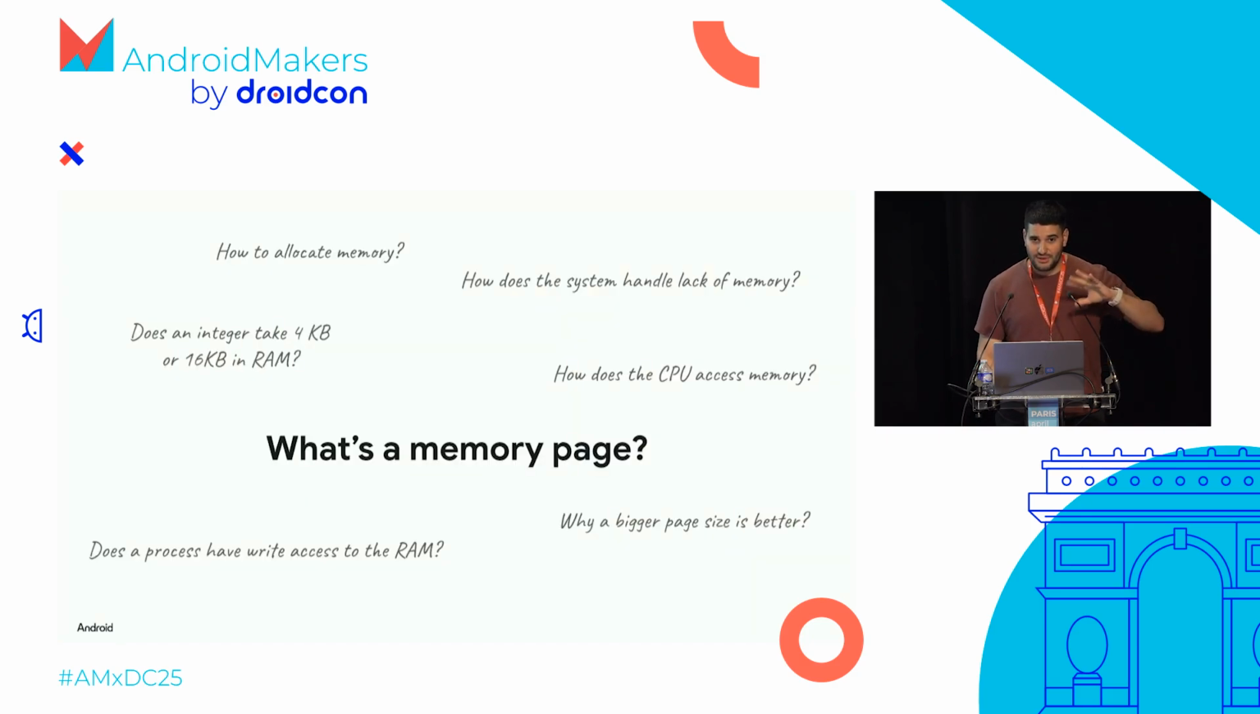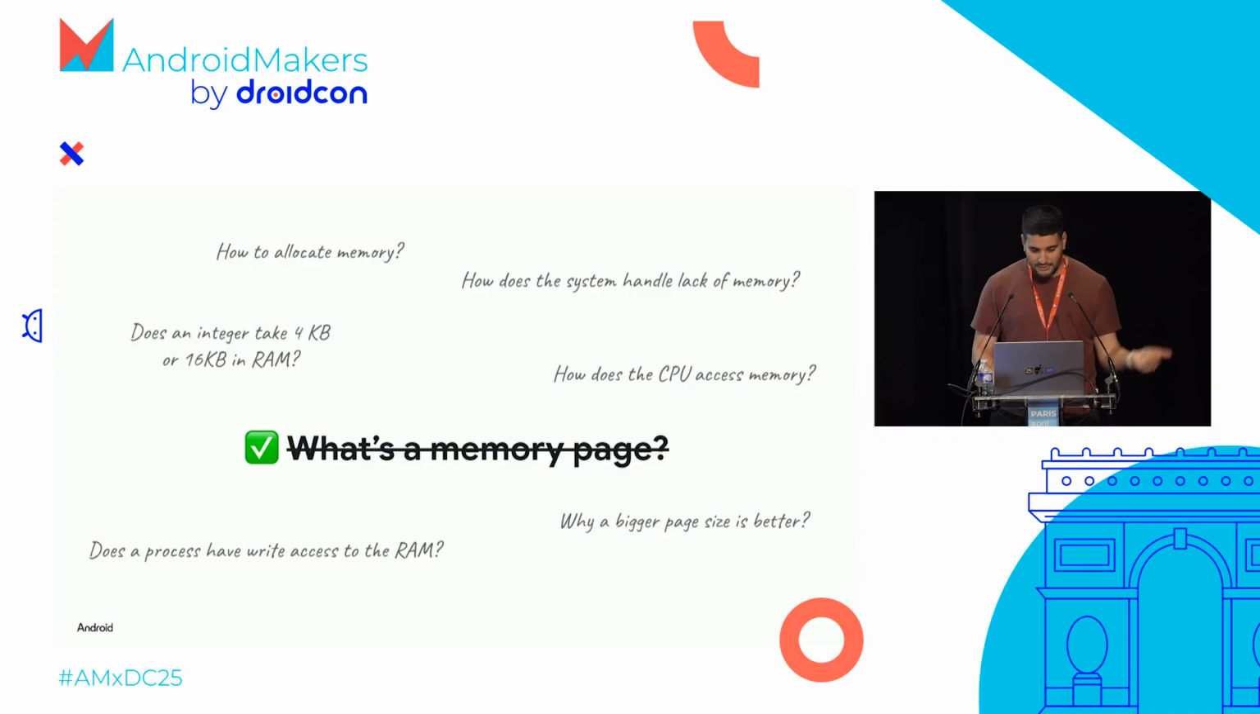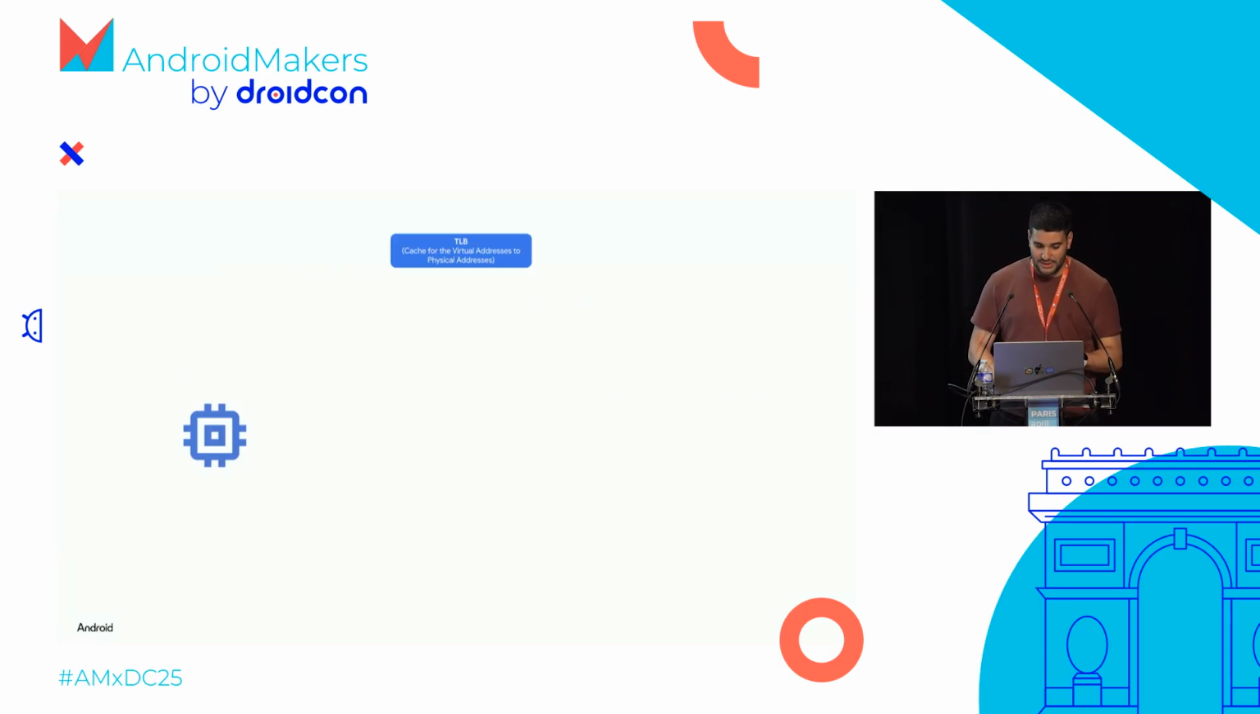So back to this really big screen with all those questions. We know what's a memory page, how to allocate memory. Does a process have write access to the RAM? Not directly. We mentioned the virtual memory. We know how the system handles the lack of memory with the swap, and why a bigger page size is better. But let's come back to the question, how does the CPU access memory?